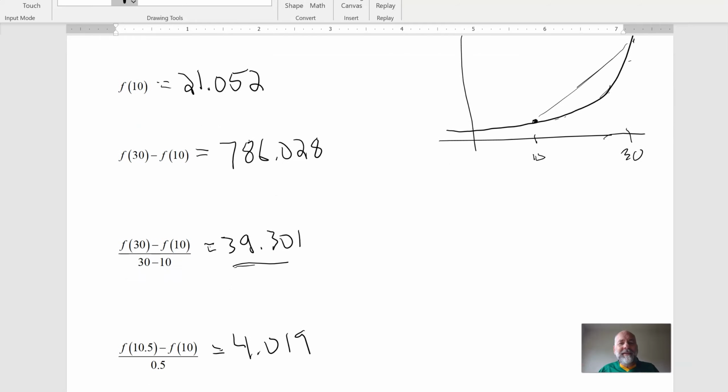But now when we go 10 to 10.5, then we're looking at a little narrow window of time, a very small window of time, and so that's a much better prediction of what's happening at 10 days. So that's giving me a pretty good idea that at 10 days, it's going up about 4 cases per day according to this model.